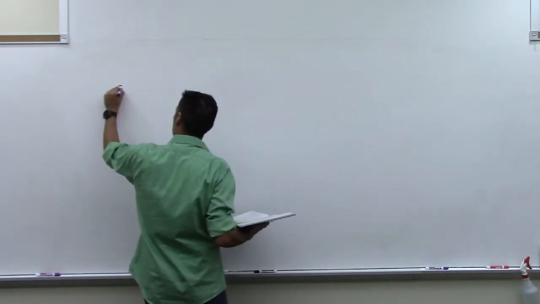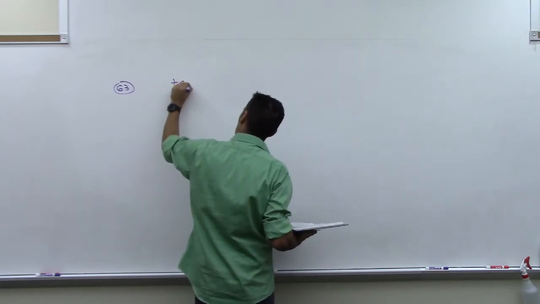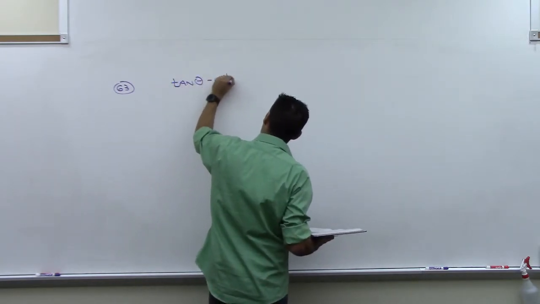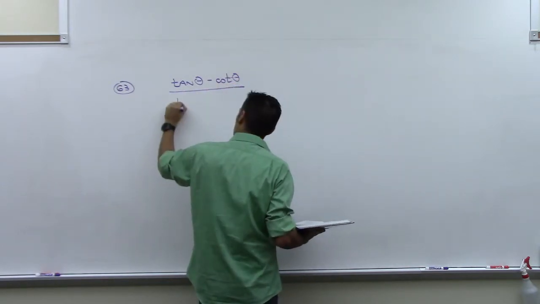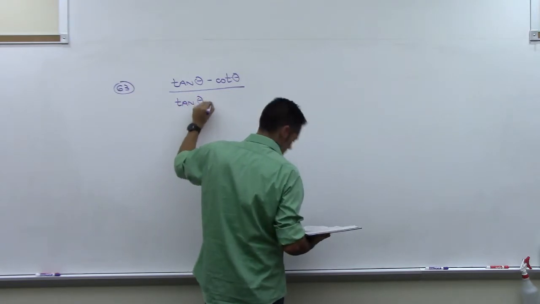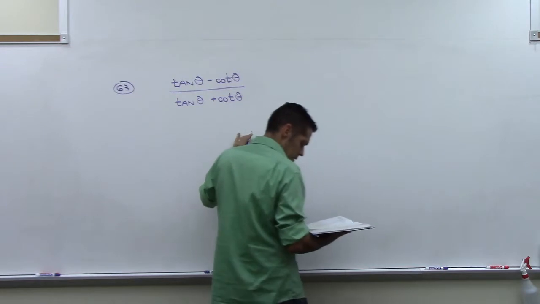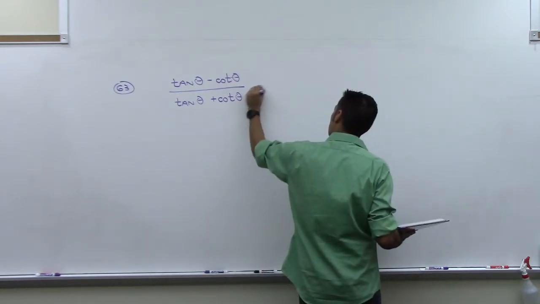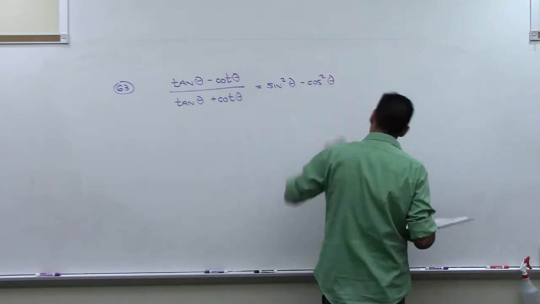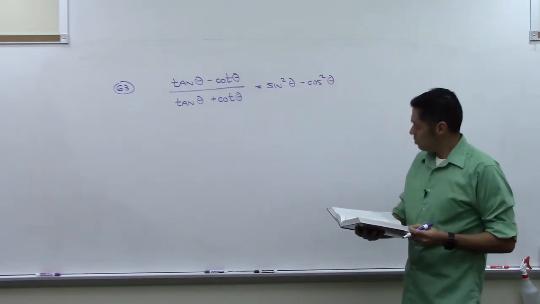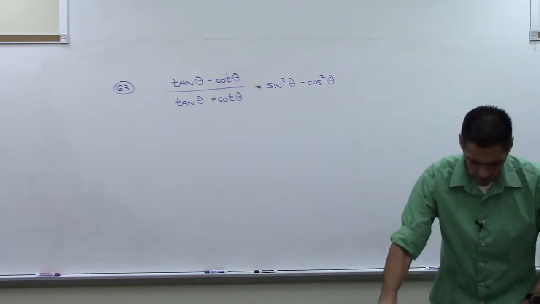Interesting. Okay, 63, tangent theta. So this is what I would do. If I were you, if you get stuck on a problem, just move on to the next one and see how you do. Tangent theta minus cotangent theta over tangent theta plus cotangent theta equals sine squared theta minus cosine squared theta. Okay, make sure I got that written down right. All right.